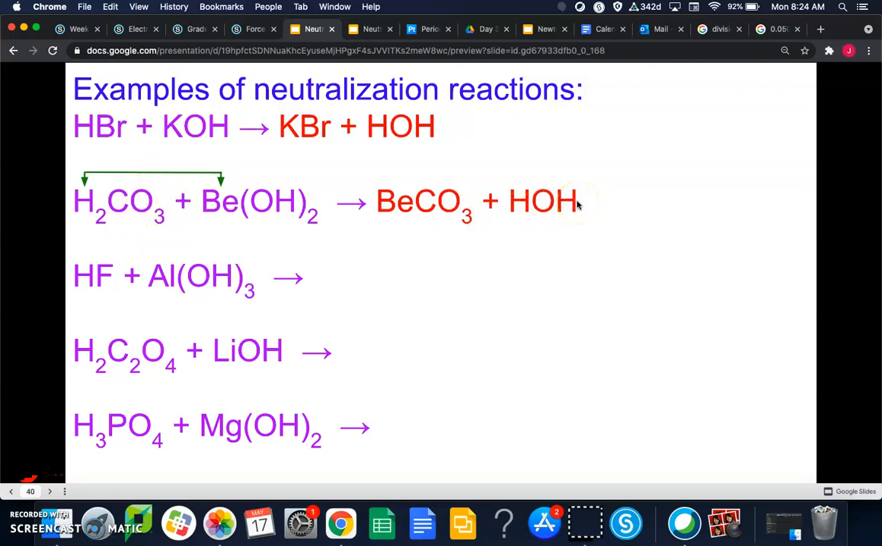But for this one, because we have 2 hydrogens and 2 hydroxides on this side, that means we're going to produce 2 waters. So hopefully that makes sense. Pretty straightforward so far. This next one's going to get a little bit more complicated.